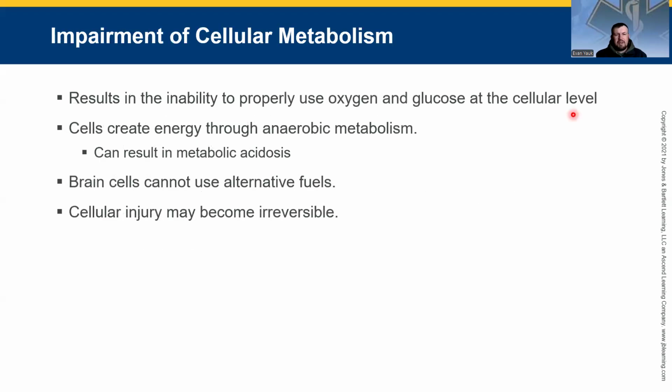A result is the inability to properly use oxygen and glucose at a cellular level. Cells create energy through anaerobic metabolism, which can cause the metabolic acidosis. Brain cells cannot use alternative fuels, and this is where I was talking earlier about the brain. Cellular injury may become irreversible.